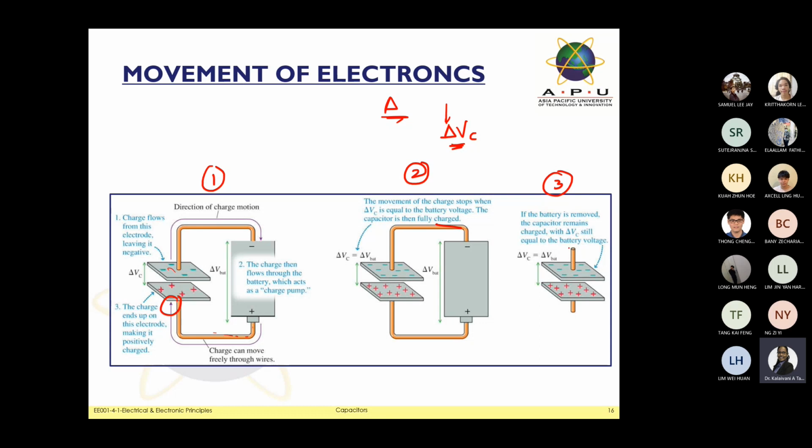And have a look at number 3. At number 3, they show you one more thing, where the battery is removed and the capacitor remains charged, with the difference in charge still equal to the battery voltage. That's why they use the word charge with the word discharge. So once your capacitance is fully charged, we can take the source out. But when it's discharged, the charge on the plate decreases, and then you need to add the battery to charge it back. So these two terms, charge and discharge, are quite important for you to know.